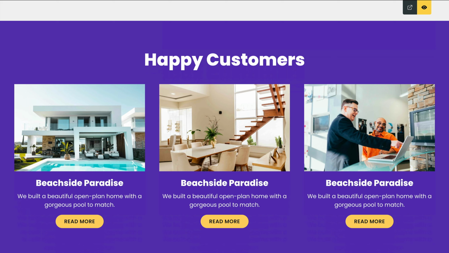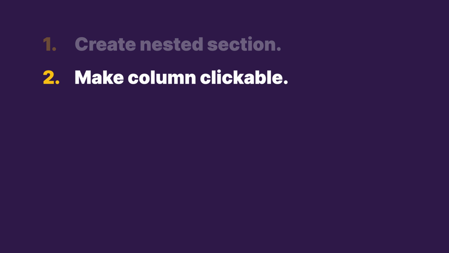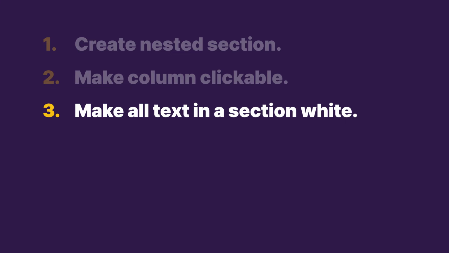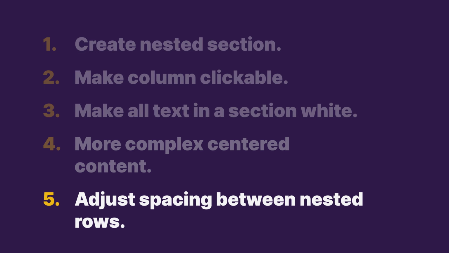Let's get cracking making it. In this lesson then, first we'll create a multi-column layout within a single section. While we're at it, I'll show you how to make an entire column clickable. I'll also show you how to make all the text white in a section, all in one go. You'll get more practice making content centered, this time with a more complex structure. And finally, you'll see how to adjust the spacing between the 2 rows in our nested layout.